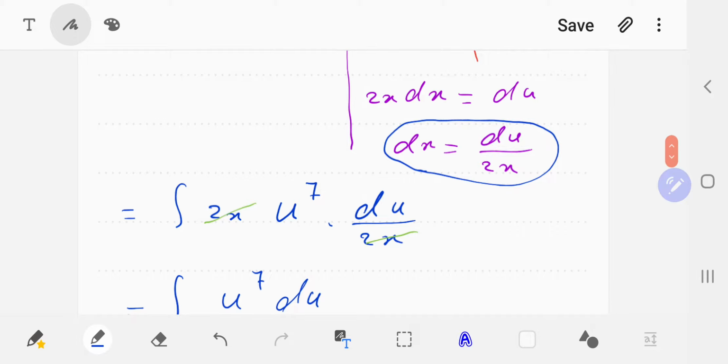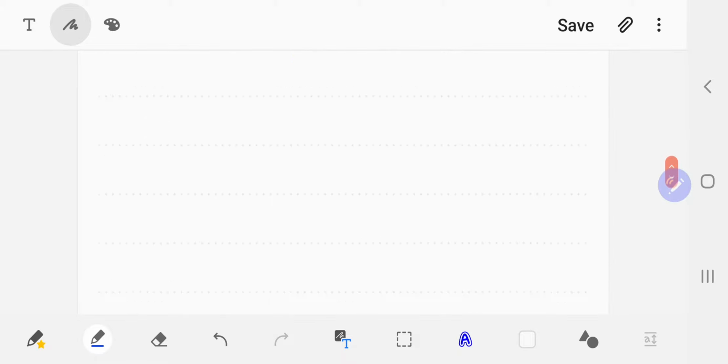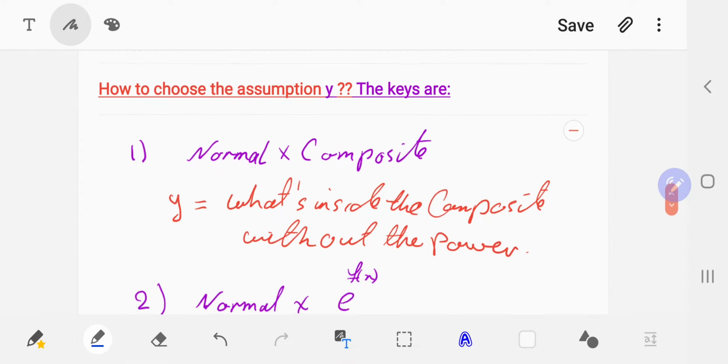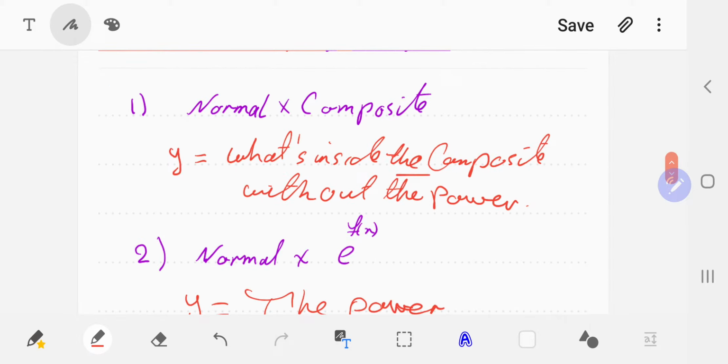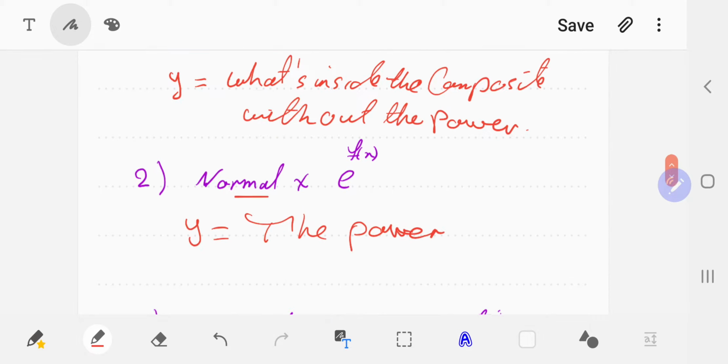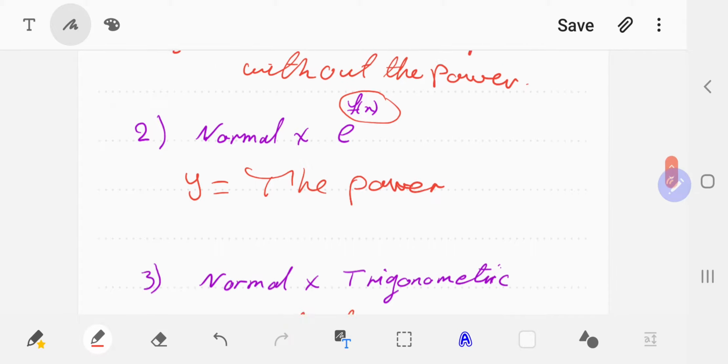And actually, that's the main key of choosing an assumption. So when you want to think of an assumption, you have to think about it this way. Normal times composite. So what makes sense for us is to choose what's inside the composite without the power. What if I have a normal times an exponential? What makes sense here is to choose the power, since when you derive the power, it has a possibility of simplifying with the normal.